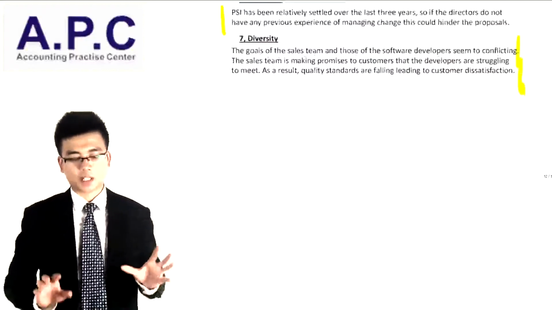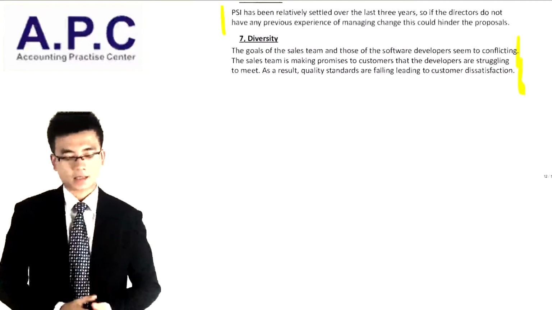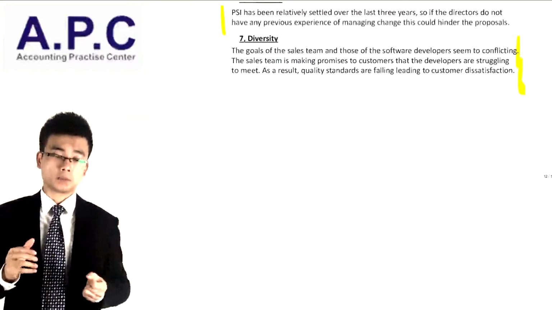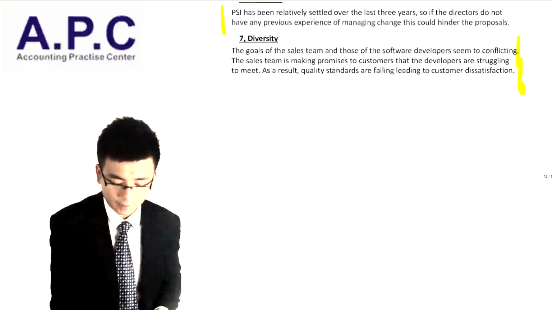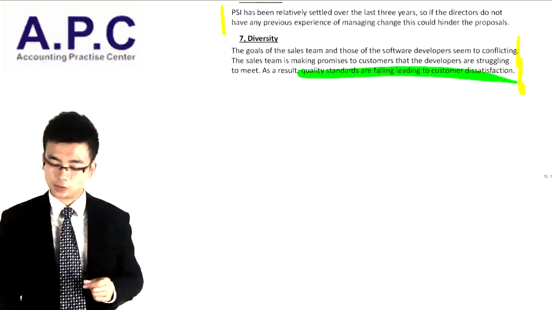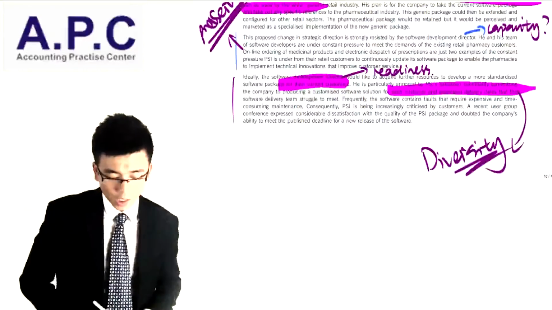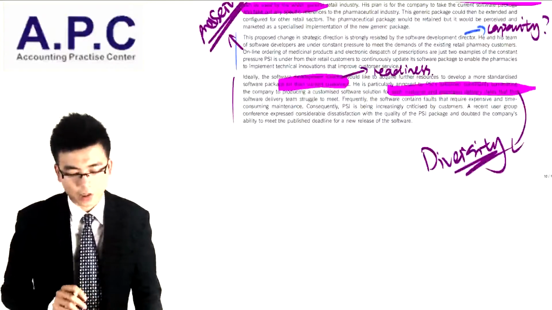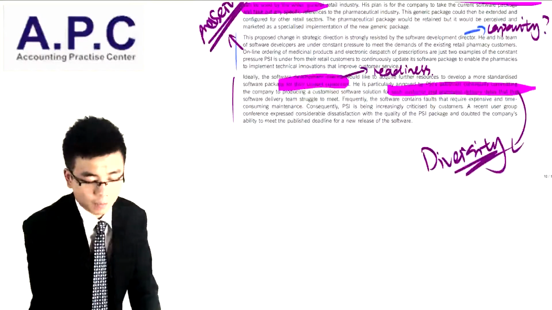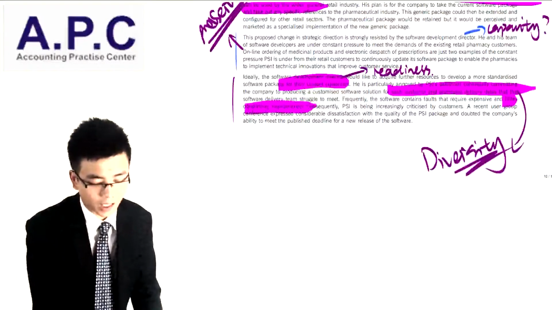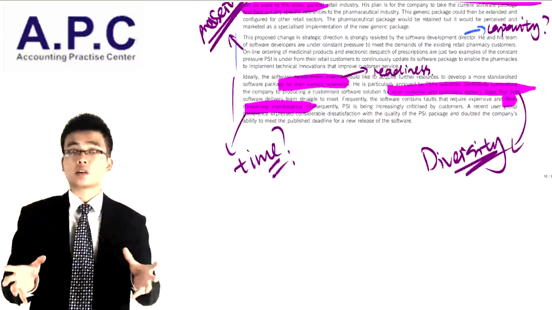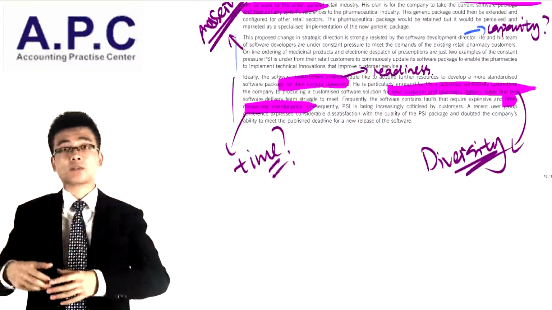Okay, it's the 7th point. The goals of the two teams of people are different. The sales team is trying to maximize bonuses, but the development team is trying to improve quality. As a result, the quality standards are failing, leading to customer dissatisfaction, which also hinders the overall changing processes. Also, as we read through the rest of it, frequently the software contains faults that require expensive and time-consuming maintenance. So from that perspective, you can argue that the time to implement this particular change will be much longer, because you need to solve the existing problems before you actually move into a new product.